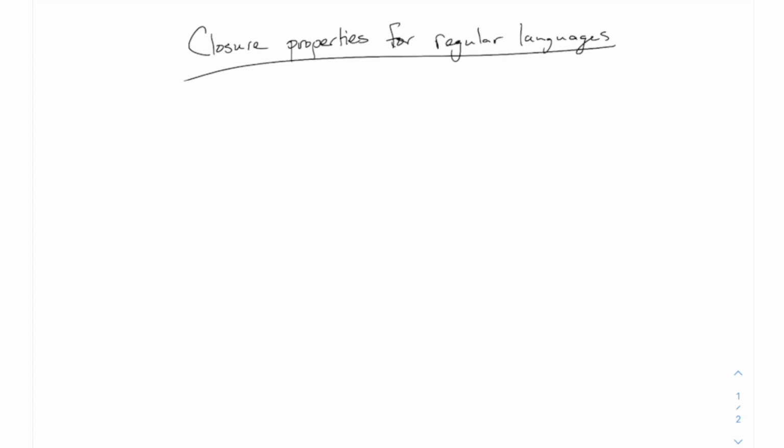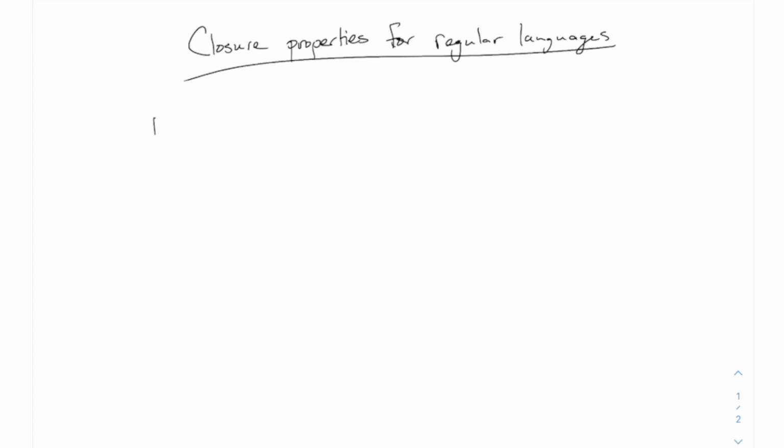Or like if you took abstract algebra, you use this word a lot about something being closed under multiplication, something like that. Closure properties for regular languages means if I have two regular languages and I combine them in a certain way, I get another regular language. That's the basic idea. Although the only one that we've talked about so far has been the complement.